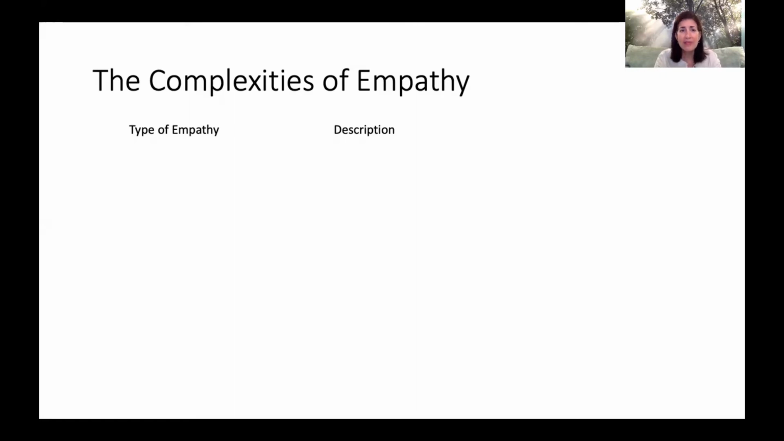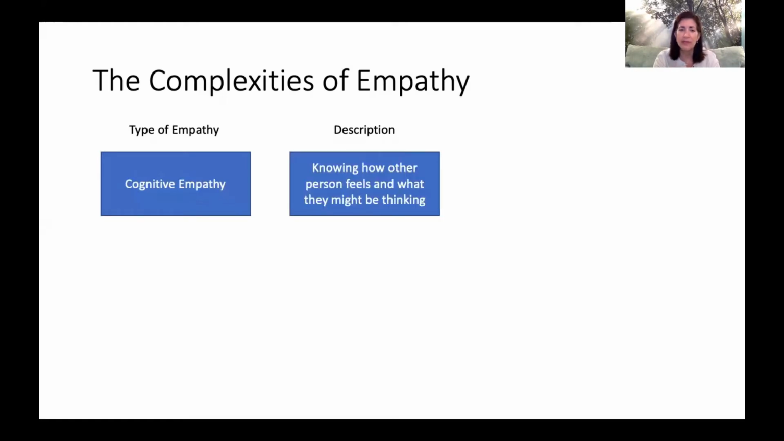And so there's so many ways to approach empathy, but I like to think about it in terms of that there's three different types of empathy. So the first for me is cognitive empathy. This is when we know how the other person feels and what they might be thinking, or we think we know how the other person feels and what they might be thinking. And by putting ourselves in their shoes, we can think like they think, right?